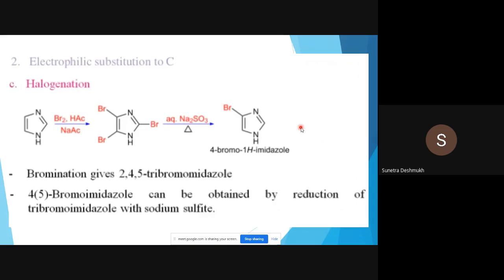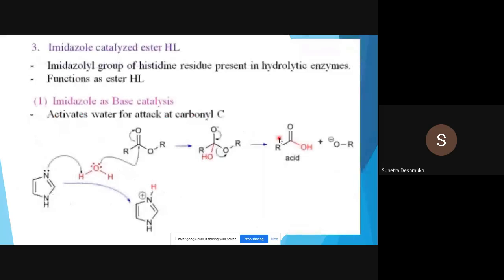Next, the halogenation reaction of imidazole with bromine, acetic acid and sodium acetate. It gives the 4,5-dibromo product. At the 2nd position we can also get bromination, giving 2,4,5-tribromoimidazole. On treatment with sodium sulfite, it gives 4-bromo-1H-imidazole. 4- or 5-bromoimidazole can be obtained by reduction of tribromoimidazole with sodium sulfite. So this is the halogenation reaction.